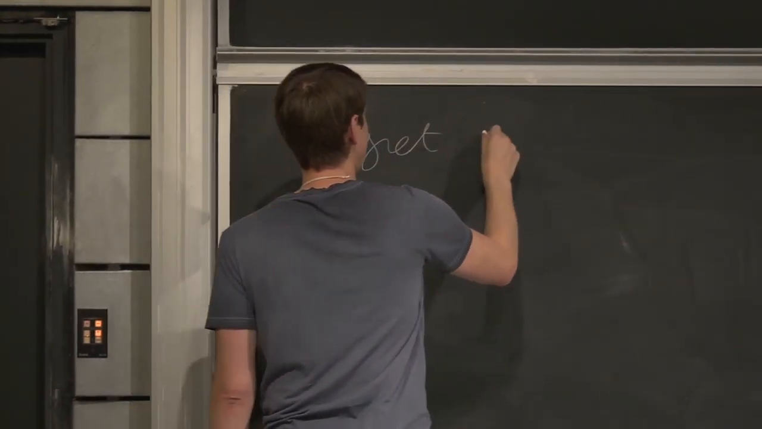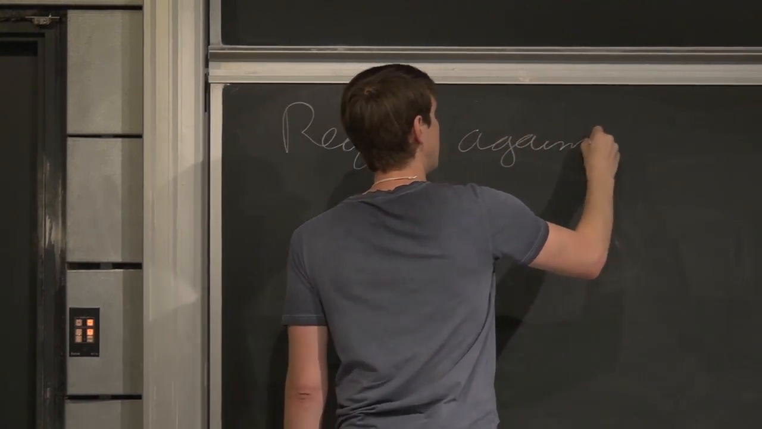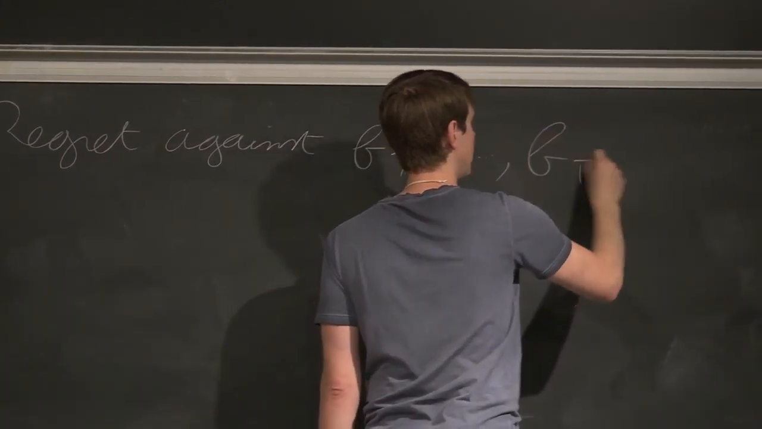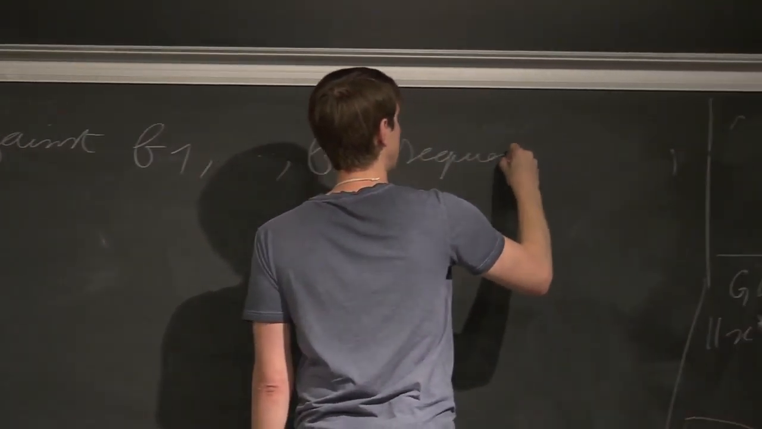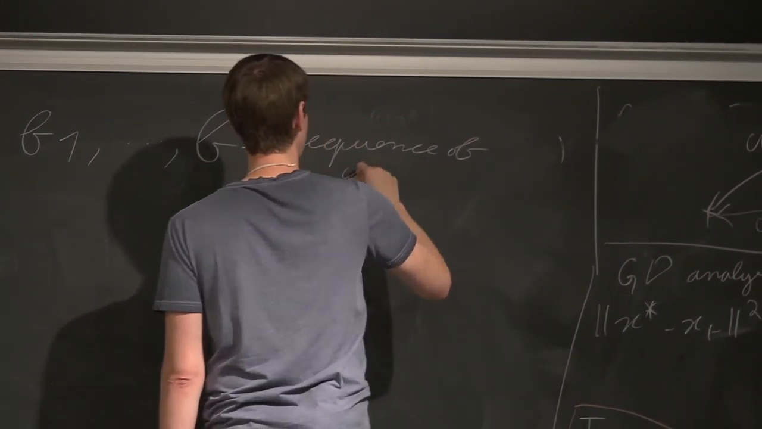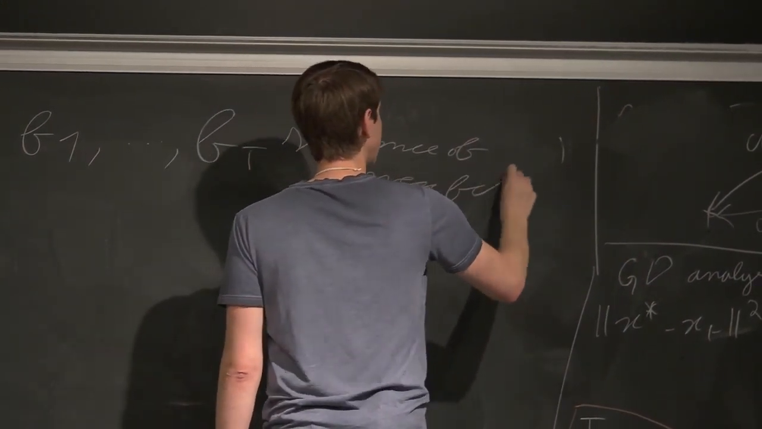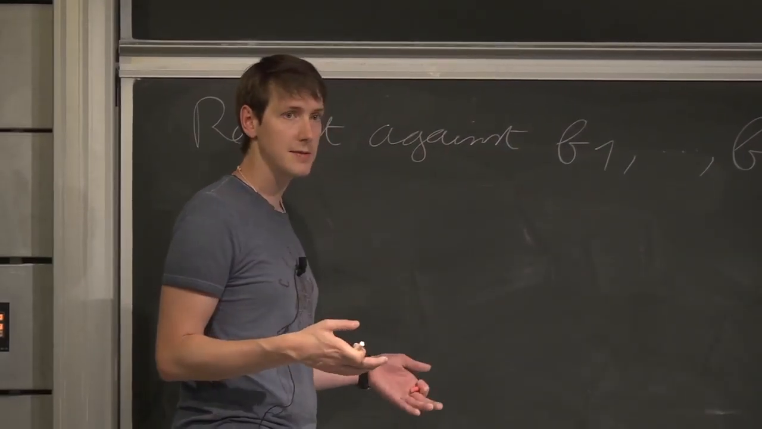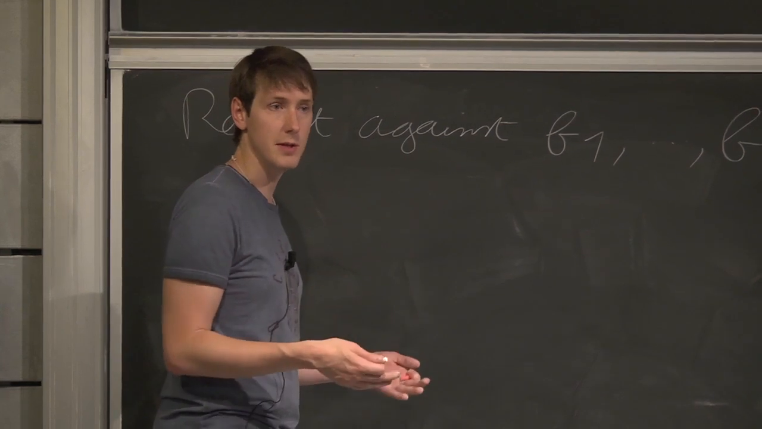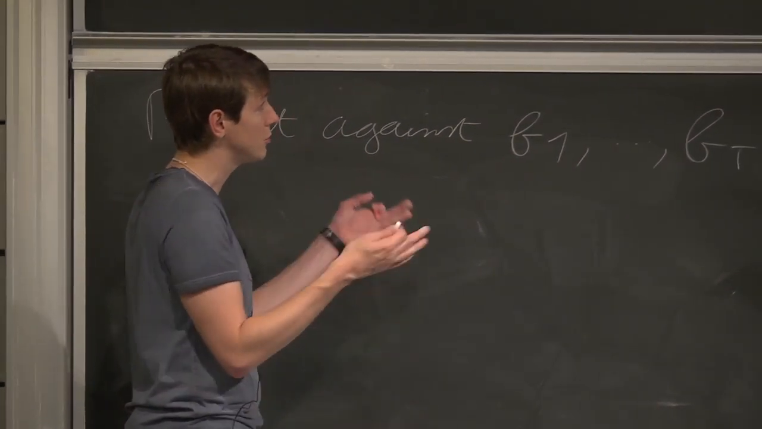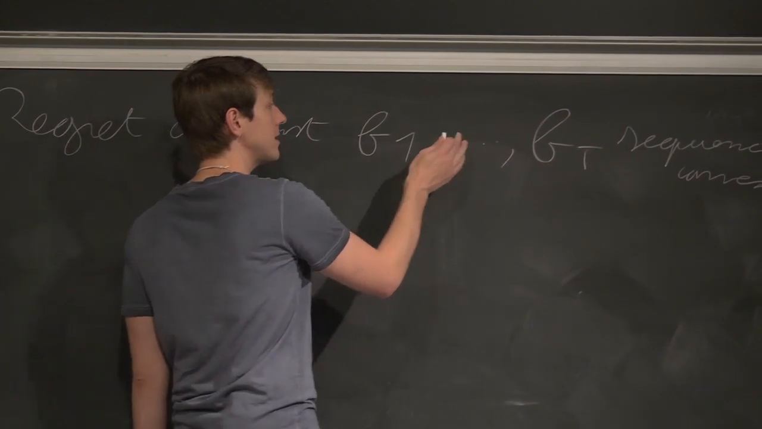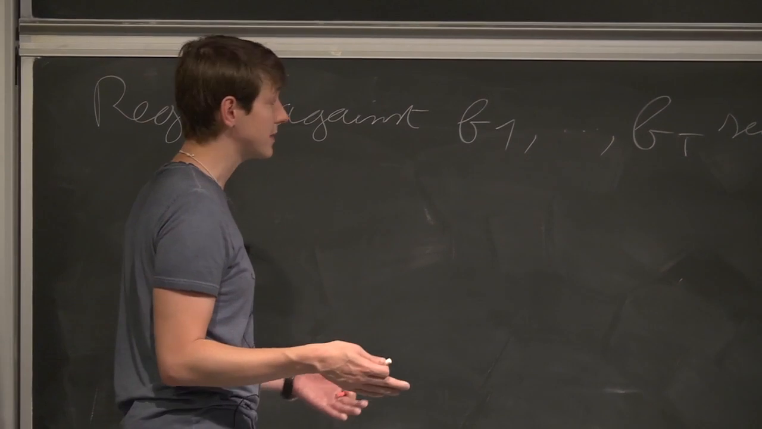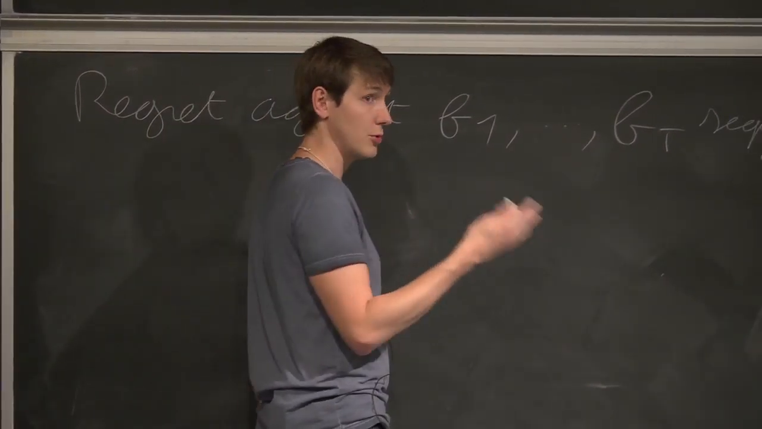Regret against, say, f1 up to fT, a sequence of convex functions. You can think of it as these are convex functions that you don't know in advance, and you discover them iteratively. So you make a decision, you choose a point xt, and then you're evaluated on ft. Then you move on to the next function, and so on and so forth, and you compare yourself to the best you could have done in hindsight.